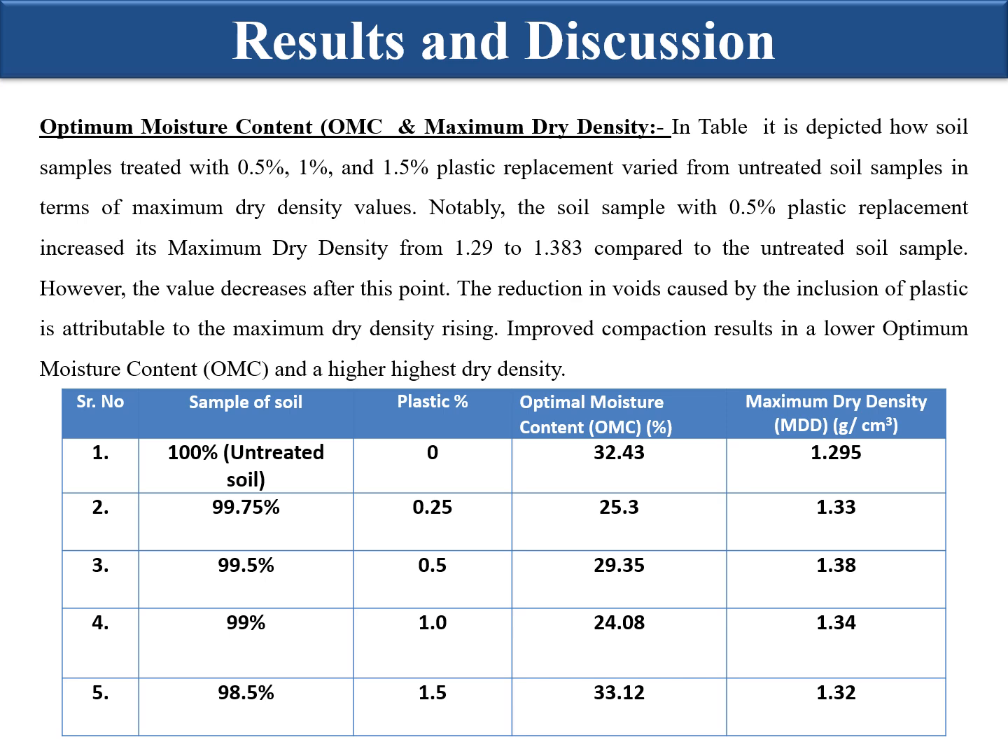The increase in maximum dry density is attributable to the reduction in voids caused by the inclusion of plastic. Improved compaction results in a lower optimum moisture content and a higher maximum dry density. So it is all depicted in this table.